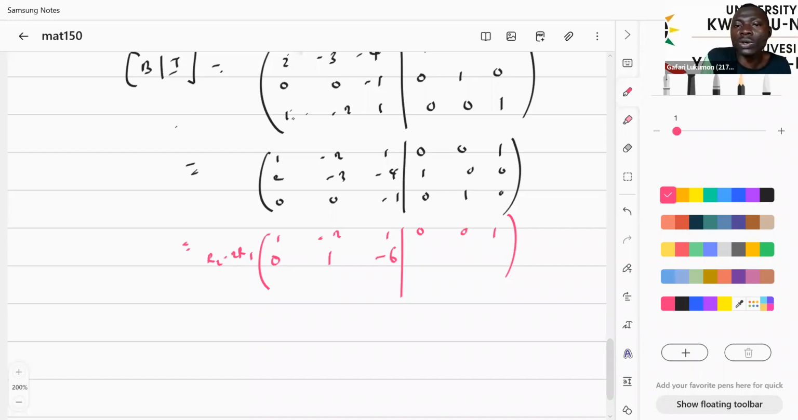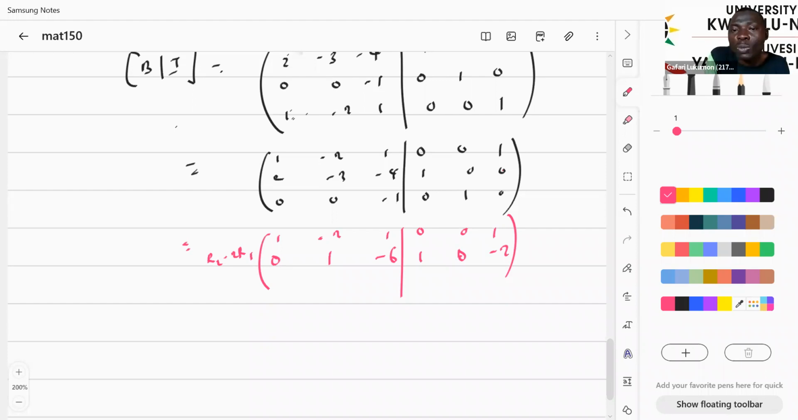Then 1 minus 0, that is 1. 0 minus 0, that is 0. 0 minus 2, you understand? And that will give me minus 2. I apply the same law to each of the elements. You are getting there? Okay, now this is 0.